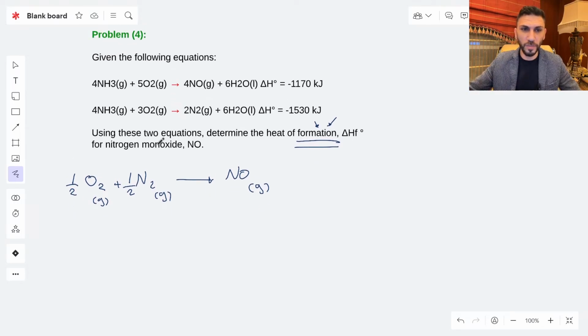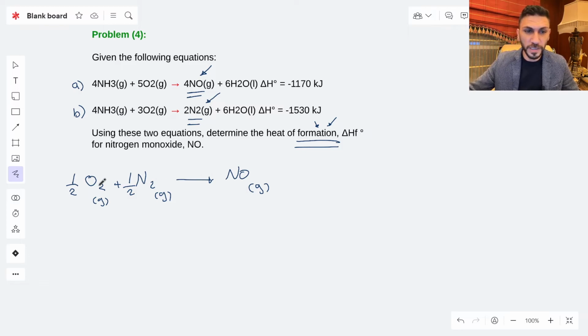Now, to solve this problem, we have equation A and equation B. As I told you, we have NH3 and NH3, so we don't care about it. We care about the NO, and we care about the N2 in this case, because O2 and O2 we have in both reactions, so we don't care about them. H2O and H2O on both reactions, we don't care about them. So basically what we care about is NO, because it's the only species in one reaction, and N2 is the only species in the other reaction.